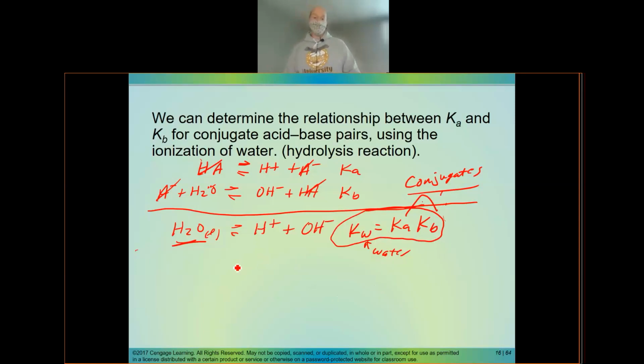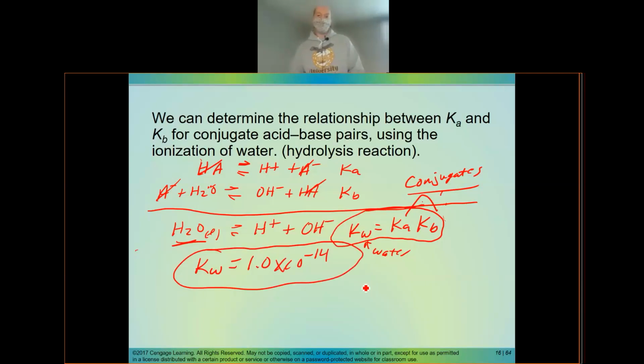And Kw is a constant, and of course H+ is a strong acid, OH- is a strong base. The other side, water, is definitely a lot weaker. It favors the reactants, which means it has very few products. And so the actual number for Kw is a constant at 25 degrees Celsius, 1 times 10 to the minus 14.